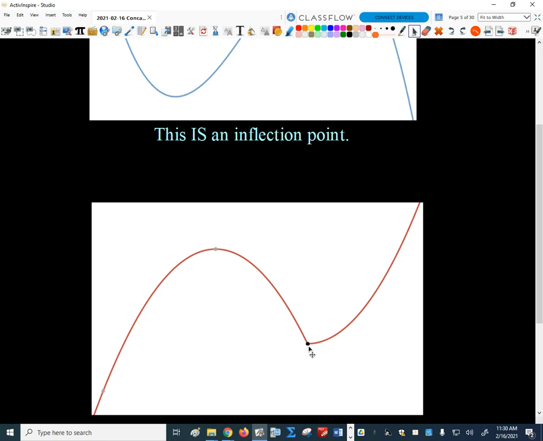How come? Everybody type it in chat. Why does the first derivative not exist at that point right there? Everybody type that in chat. Give it your best shot. If you really don't know, just give me a question mark. That's okay.